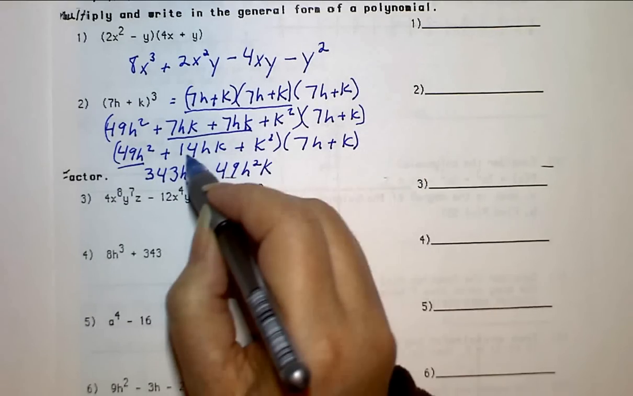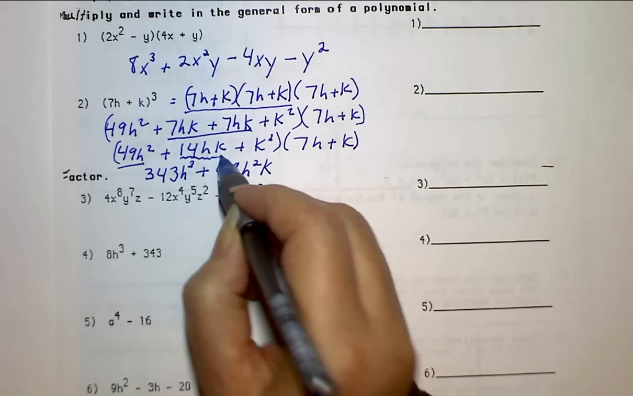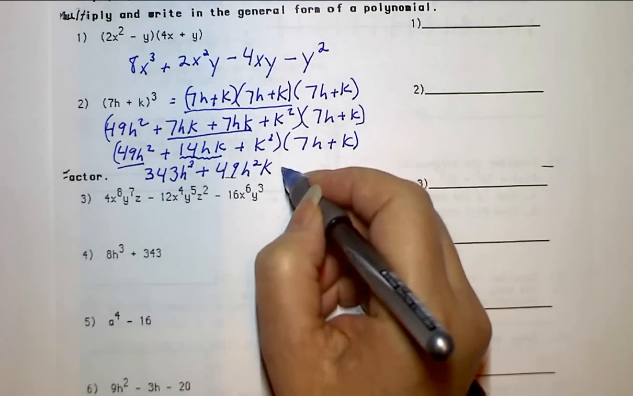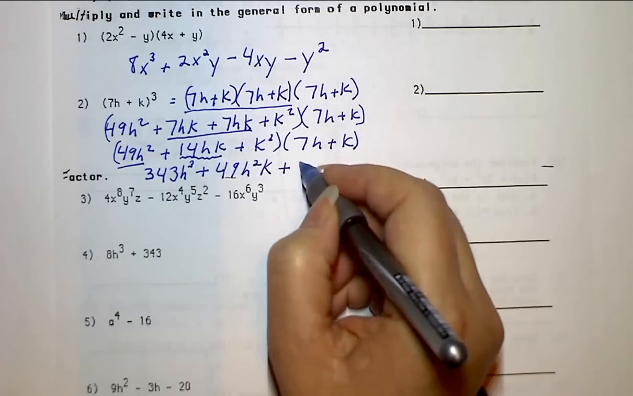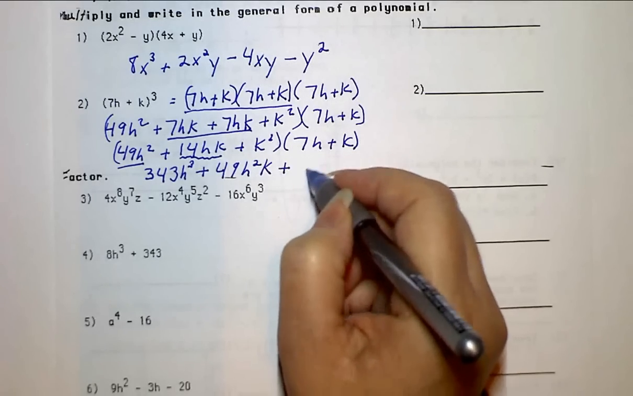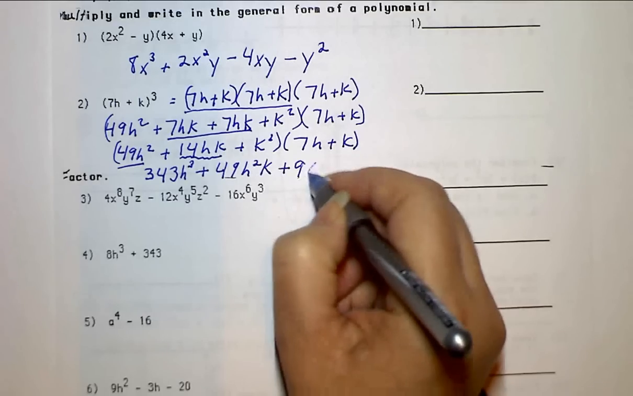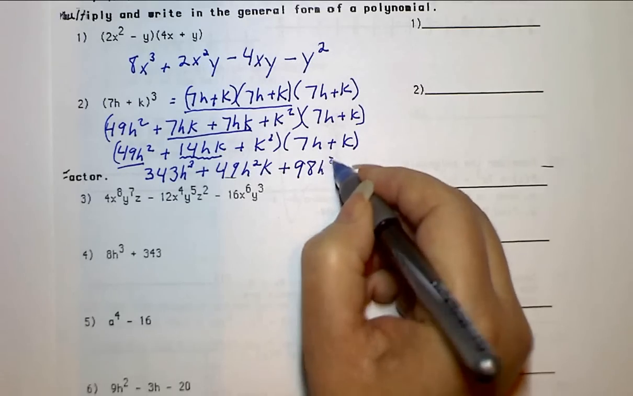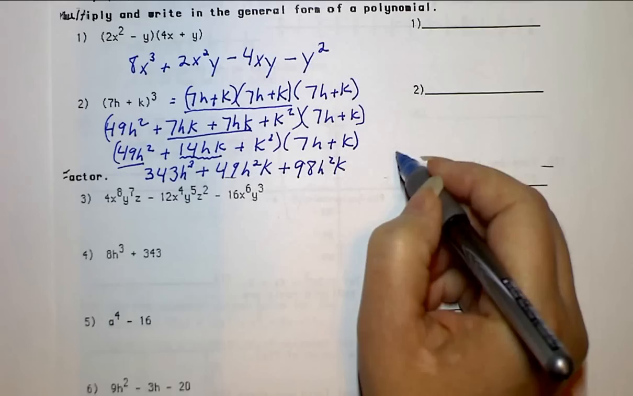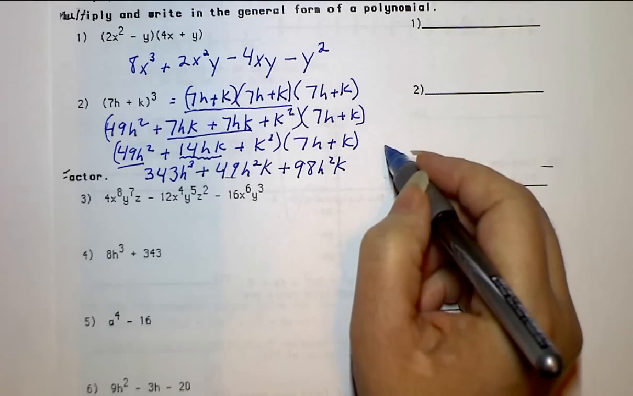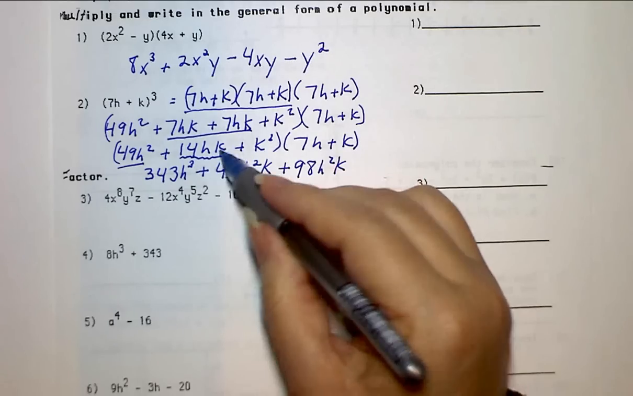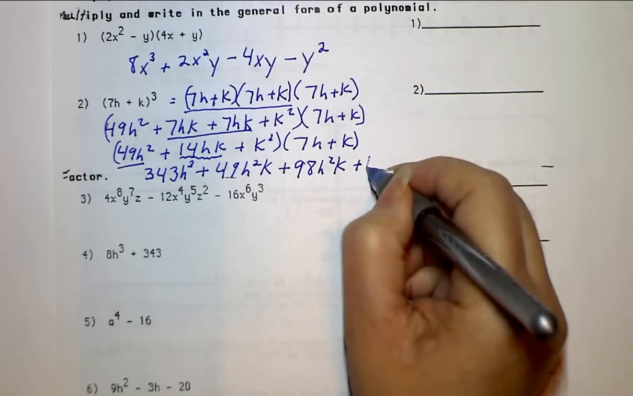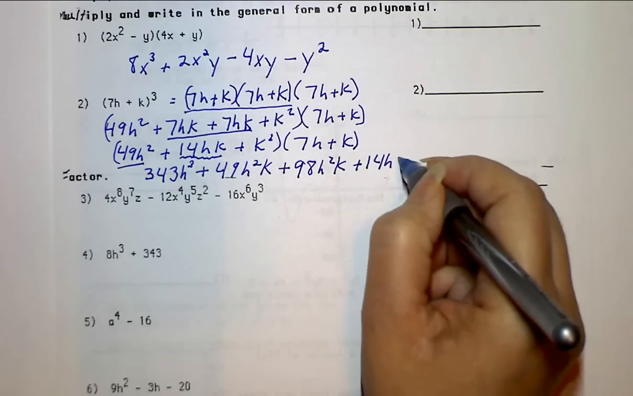Then we move to the next one. So I have 14hk times 7 is my 98. h and h is h squared k. Then I have to go 14hk times k gives ya 14hk squared.